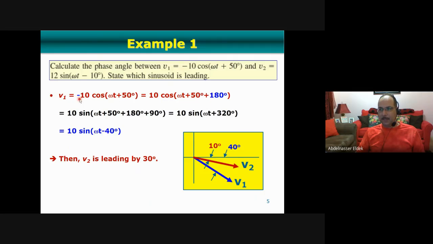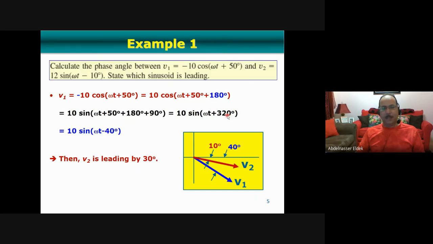So it will be, you see, negative. I cancel it by adding 180 degrees. You can add or subtract. And then after that, to convert cosine to sine, you just need to add 90 degrees. See, convert cosine to sine. So here is omega t, 50 and 180. It is the same, plus 90. Then you convert cosine to sine. Then you add all this. It will be sine omega t plus 320 degrees.